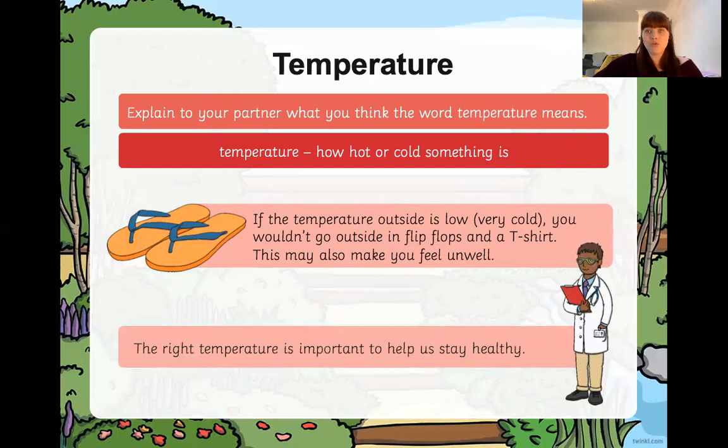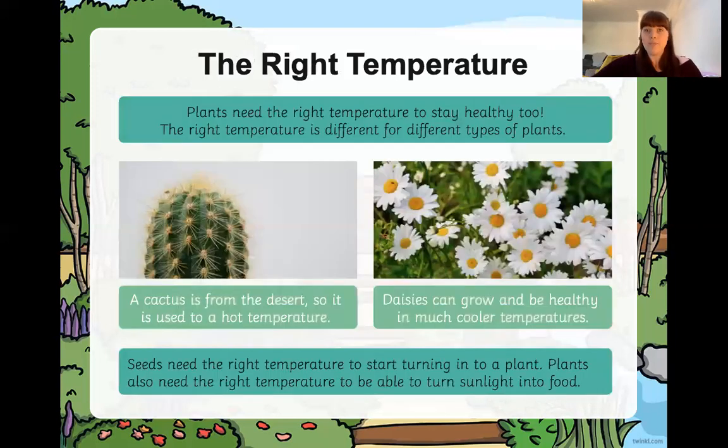And if the temperature was really cold, if it was snowing outside, you wouldn't go out in flip-flops and a t-shirt because that would make you super duper cold. And again, it would make you feel really poorly. So it's really important that we are always in the right temperature to keep healthy. And that's the same as plants. Plants need the right temperature to stay healthy too.